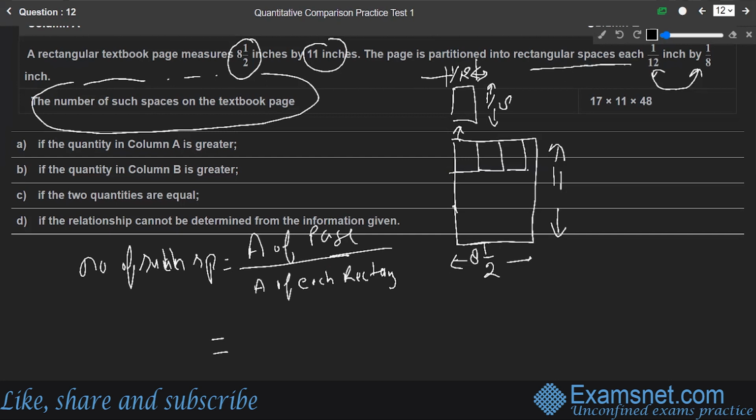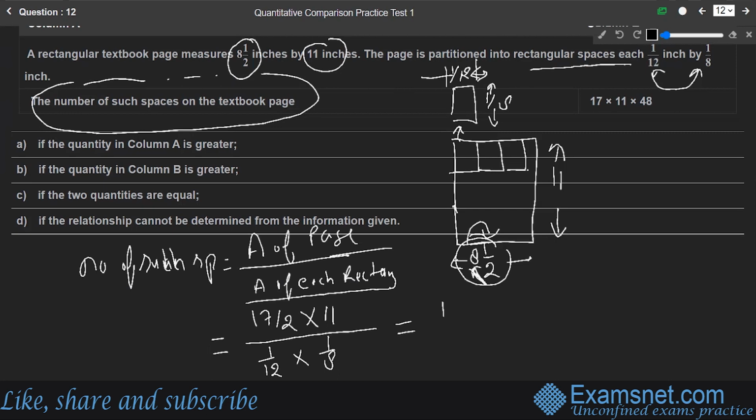So the area of the bigger page is clearly 8.5 into 11. 8.5 can be understood as 8 into 2 plus 1 over 2. Converting the mixed fraction into a simple fraction, it is 17 by 2 multiplied by the breadth, 11, divided by the area of each rectangle. The length of each rectangle is 1 by 12 into the breadth of each rectangle, 1 by 8. So this gives the total number of spaces.